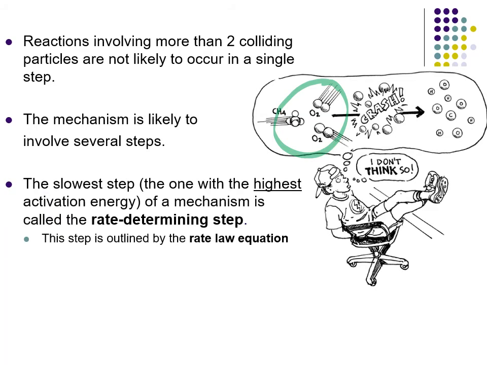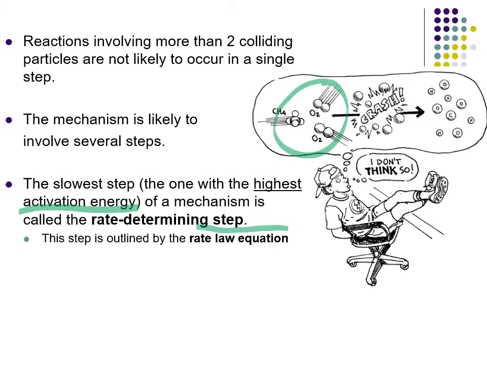One of those steps is going to be the slowest one, and this is where it ties into the rate law. So reactions will happen in multiple steps. We call those steps elementary reactions. One of them is going to be the sort of hardest one to do. It'll probably have the highest activation energy. It'll be the least likely to occur or require the most energy in order to occur.